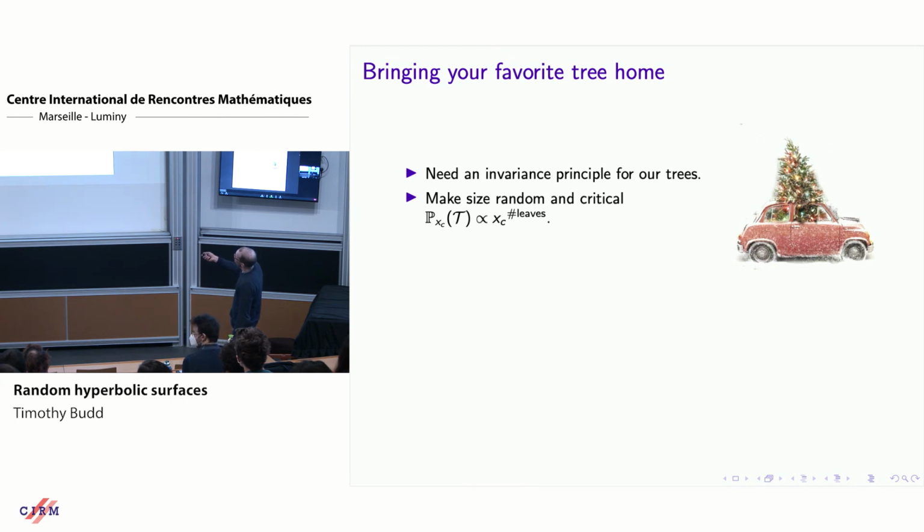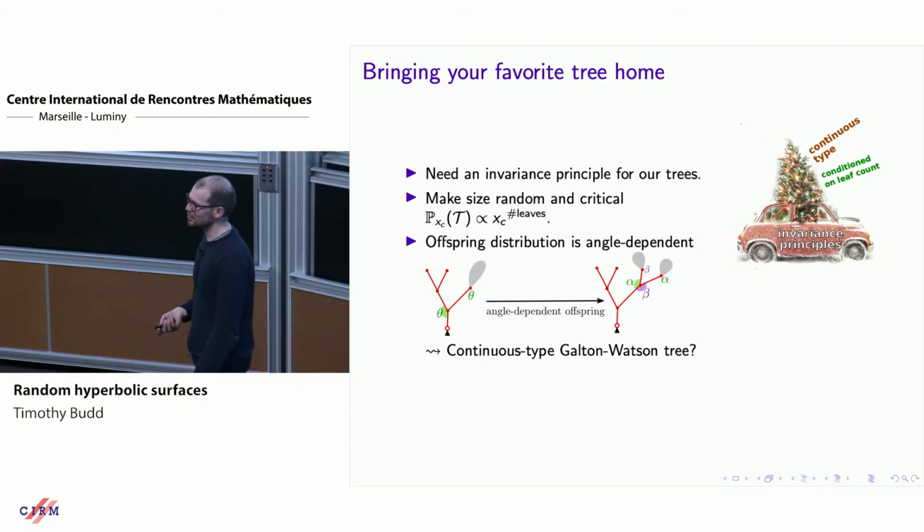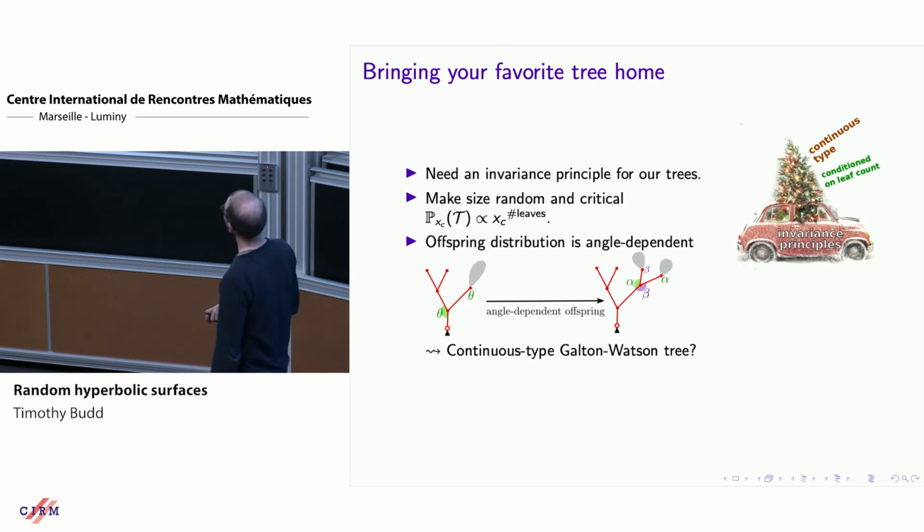Okay, so of course what you first have to do is you have to make the trees random size to have a chance of being able to describe them as Galton-Watson trees. So we make their size random, we make them critical by choosing appropriate weights for the number of leaves. But the real problem here, and the reason why this tree will not fit in this car, is that the offspring distribution of the tree actually depends on the labels that are sitting on the vertices. So really these trees are like continuous type Galton-Watson trees. And the cars we have deal either with a single type or multi-type, but I'm not aware of continuous type tree invariance principles.